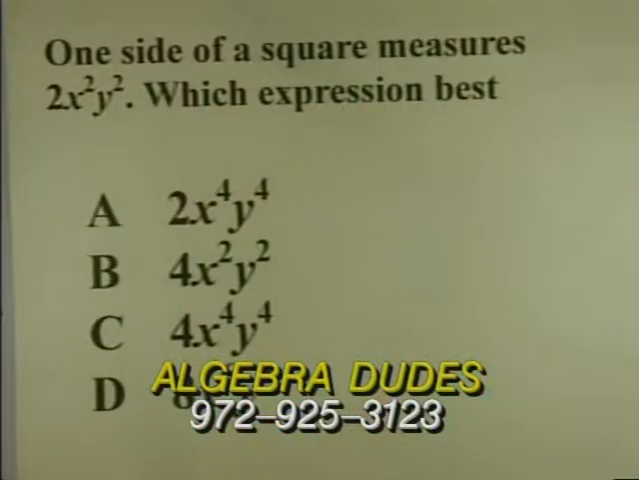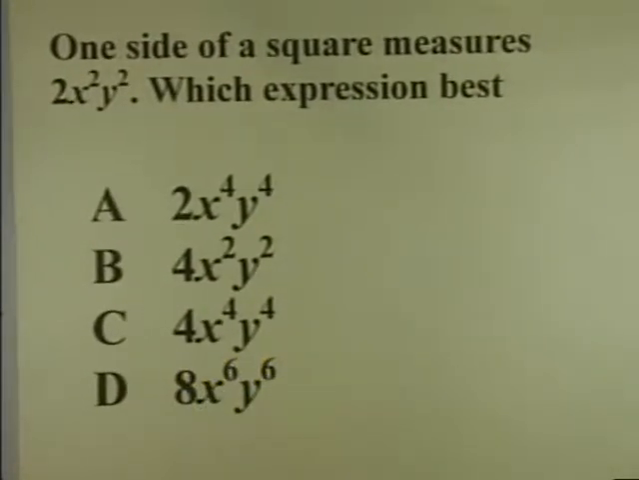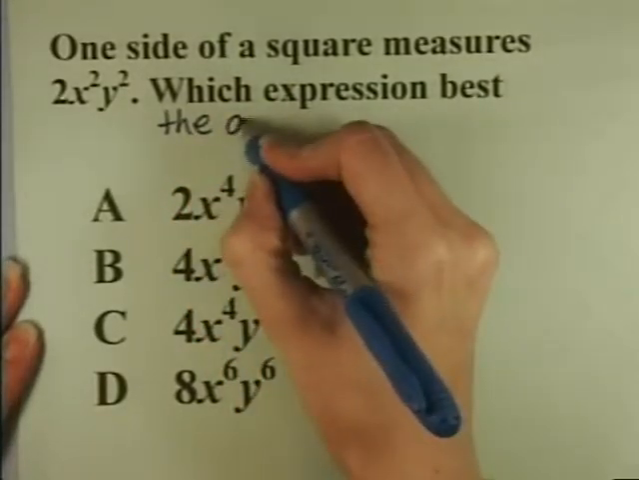We're going to go over laws of exponents. Nellie, can you go ahead and read it for me? It says, one side of a square measures 2x squared y squared. Which expression best represents the area? A little piece of it came off, probably because I was making these up at 1 o'clock in the morning. Which best represents the area?